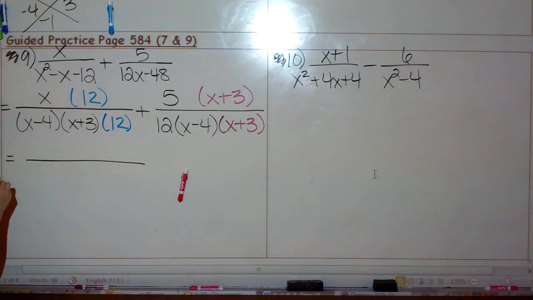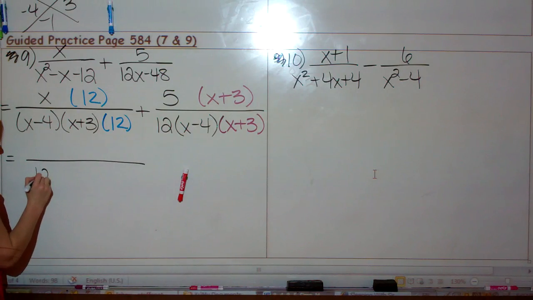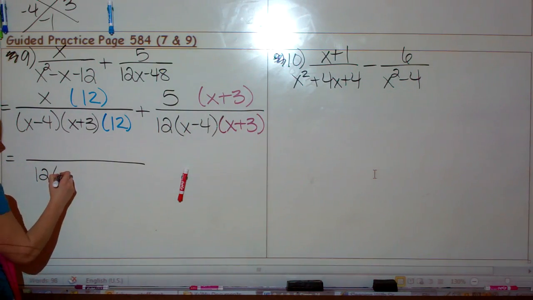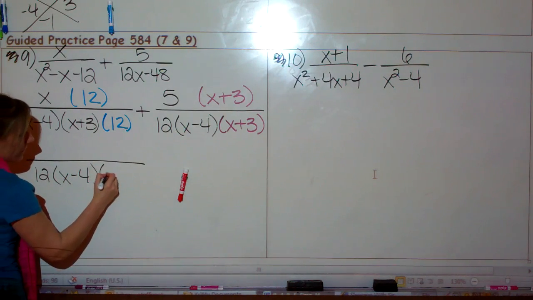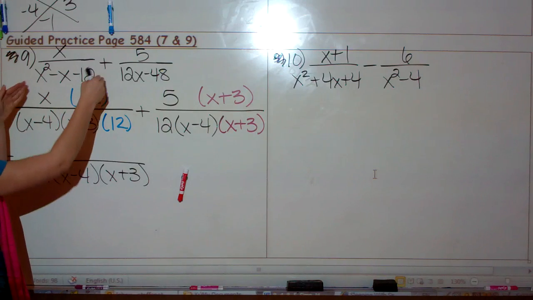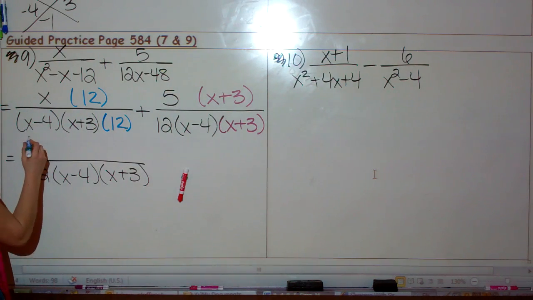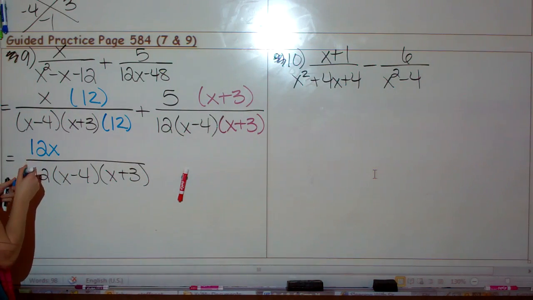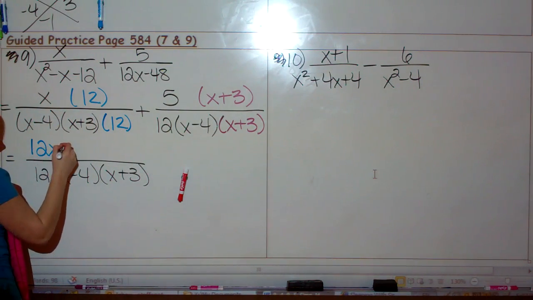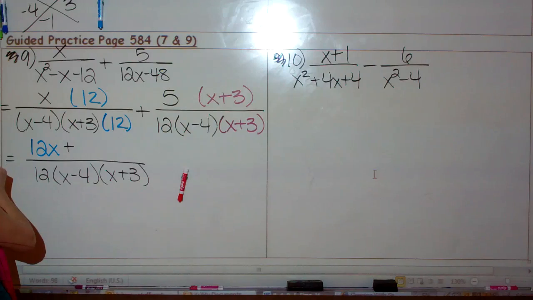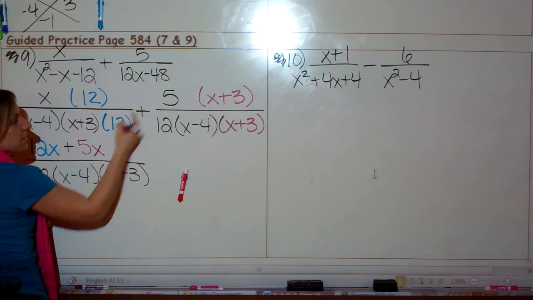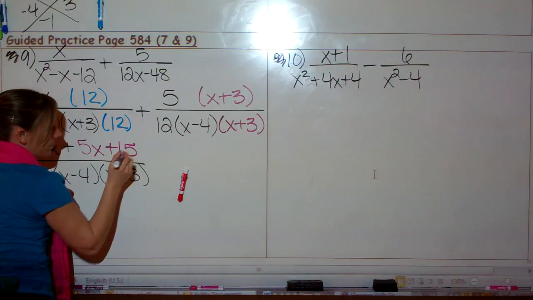Our common denominator is, I'm going to put the 12 first, because we usually lead with our coefficients with numbers. Now let me put x minus 4 and x plus 3 on here. So now let's just do this numerator, which would tell us it's 12x. And then we're going to add this. We're going to distribute, so we would get 5x plus 15.